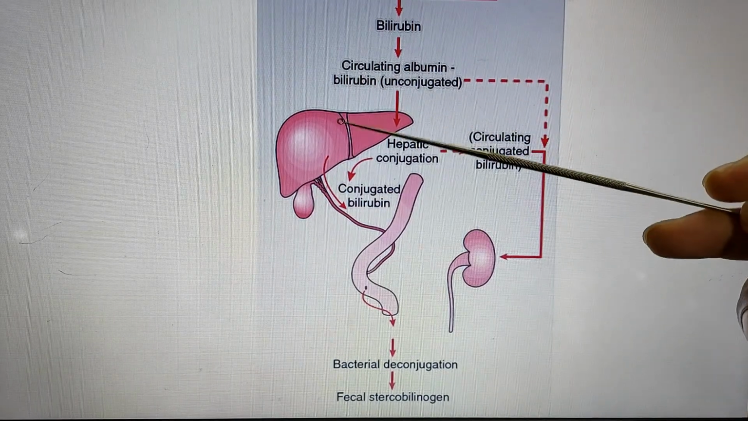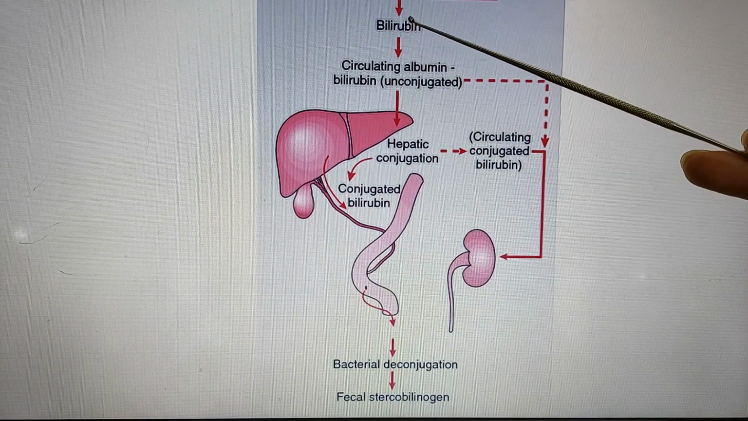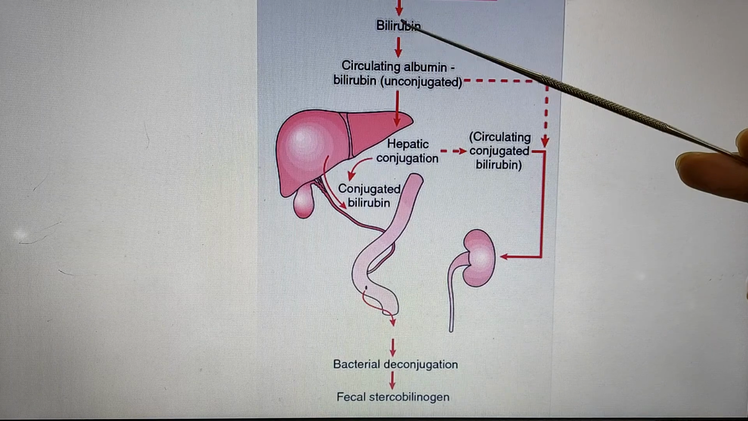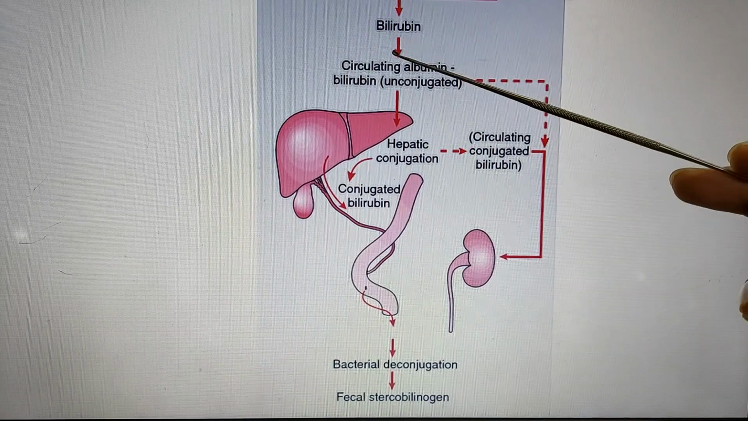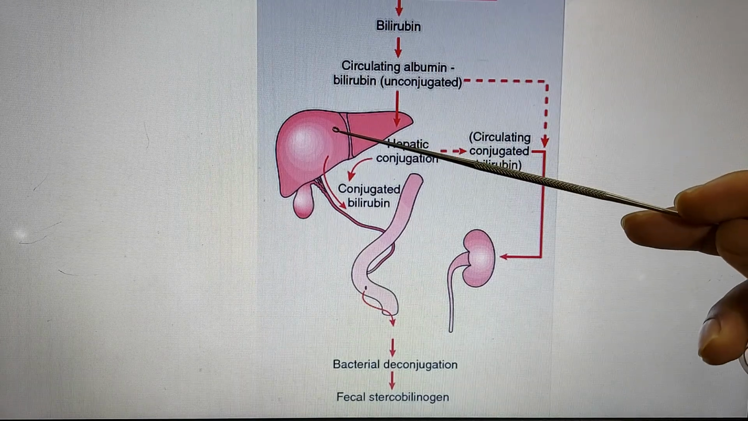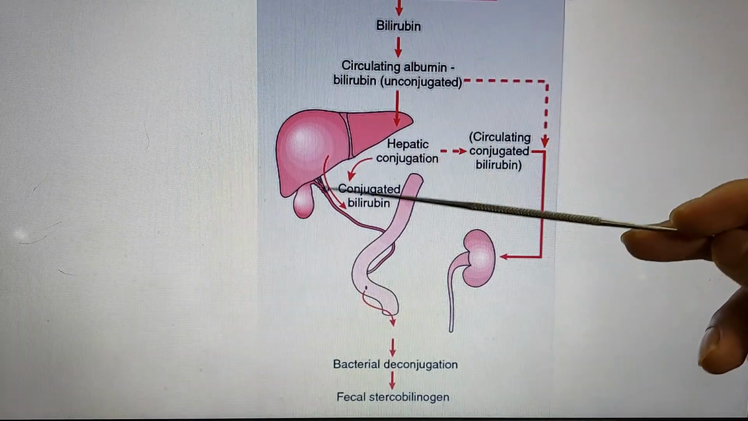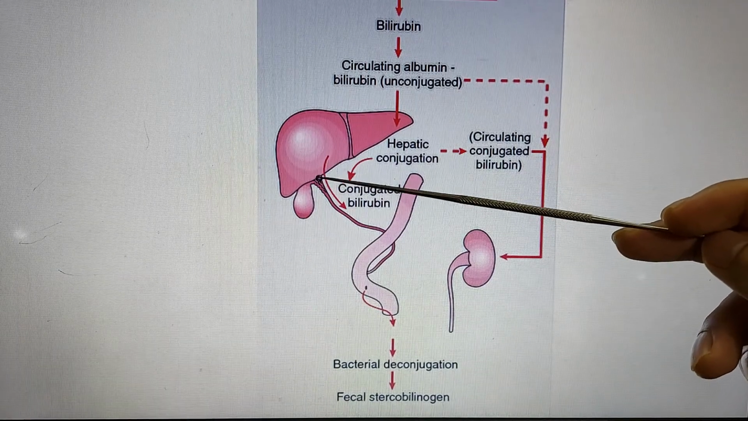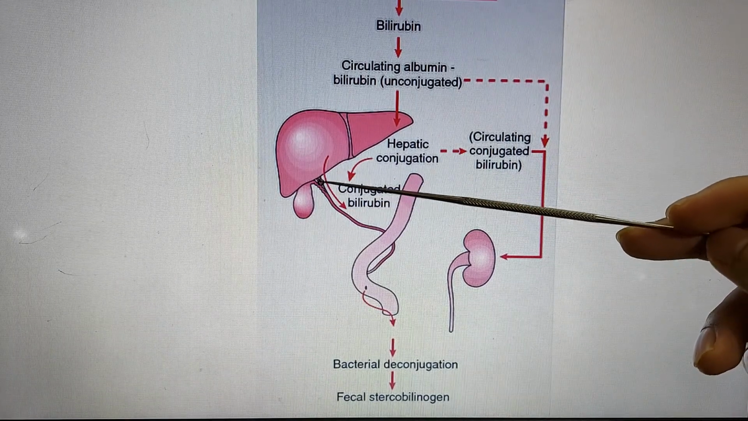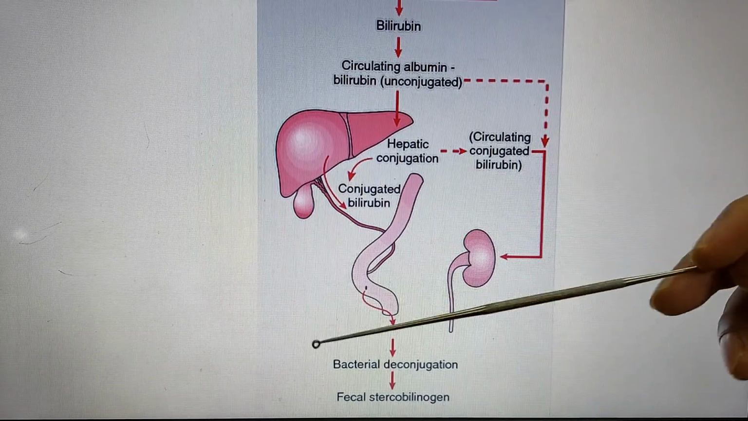When there is increased production of bilirubin in the macrophage, this type of jaundice is known as prehepatic or hemolytic jaundice. When there is pathology in the liver, this is known as hepatic jaundice. When there is pathology, an obstruction, in this excretory duct, that is known as posthepatic or obstructive jaundice.